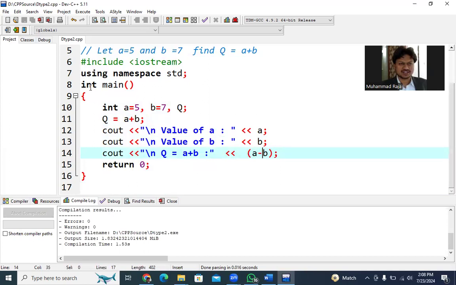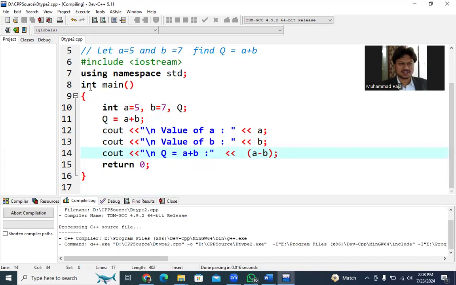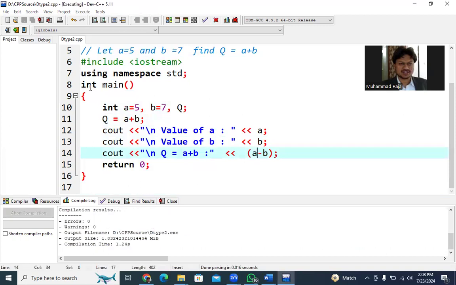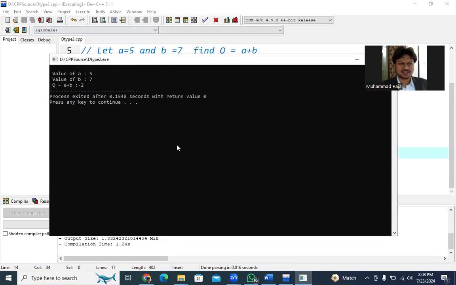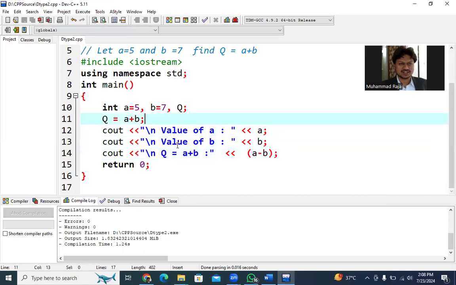Definitely we have A minus B. Since B is larger, let us compile first. The answer should be negative. F7. So yes, the answer is -2. If you want decimals, we use double instead of int, so you will get the answer in decimals. Similarly, if you want to go with multiplication, the asterisk sign is normally used for multiplication. We all know that. So addition, subtraction, multiplication. I want you to basically go through that in just one class.